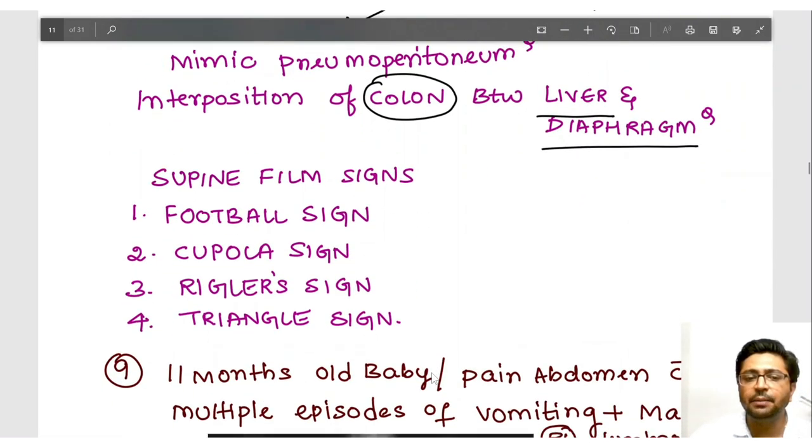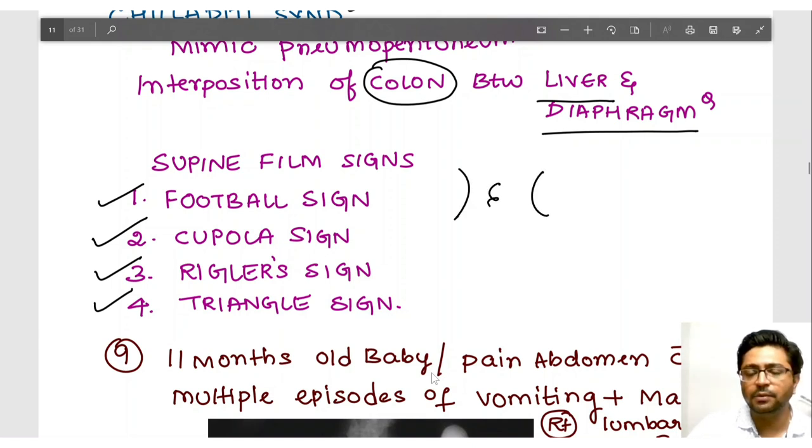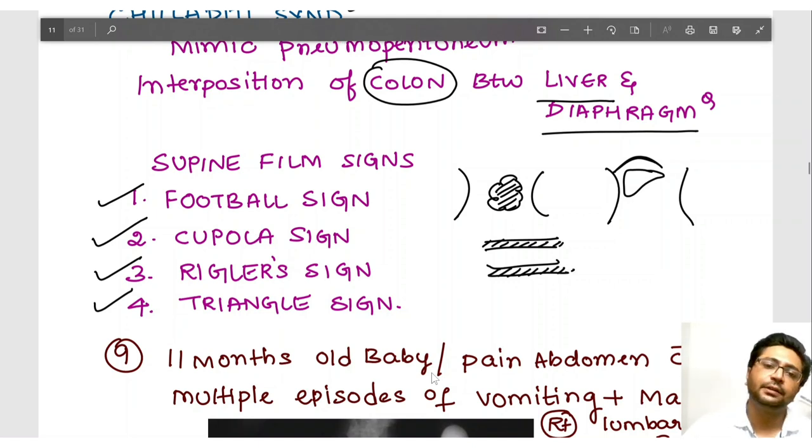So what are the different signs we're going to appreciate in a case of pneumoperitoneum on a supine film X-ray? They are referred to as football sign, cupola sign, Rigler sign and triangle sign. So football sign is air accumulated in the center. Cupola sign is excessive air under the diaphragm on the right side, that is cupola sign. And Rigler sign is air appreciated on both sides of the wall of the intestine, that is Rigler sign. Okay, so football sign, cupola sign and Rigler sign.